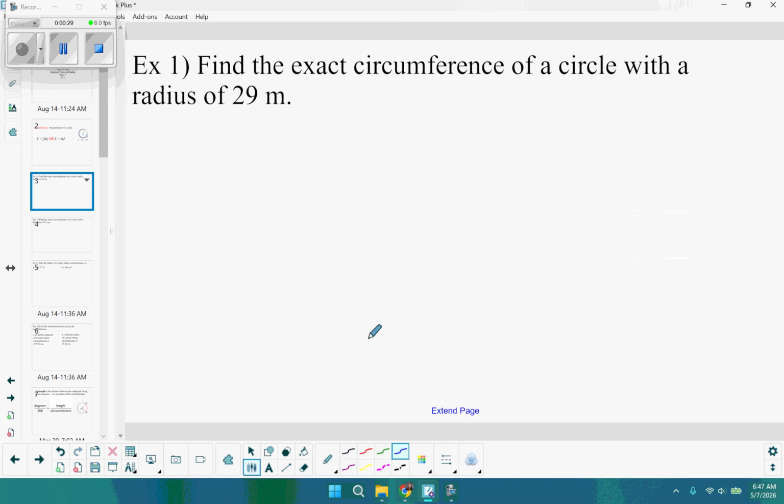So for example, when it says find the exact, so when we use the word exact circumference, we mean that we're not going to get rid of the pi, because pi is an irrational number. That means you have to approximate it when you turn it into the decimal form, but we want the exact answer, meaning we want it in terms of pi.